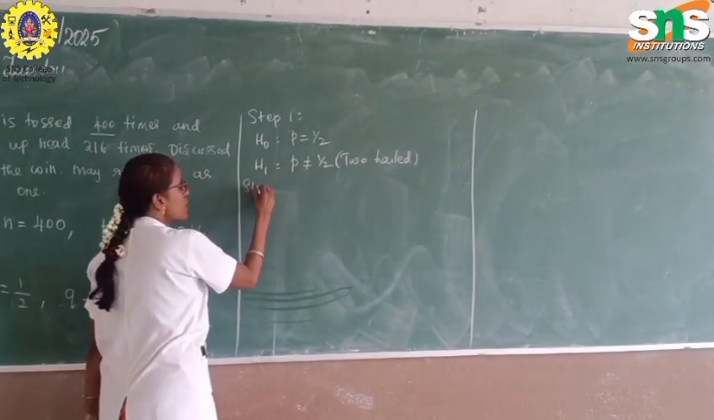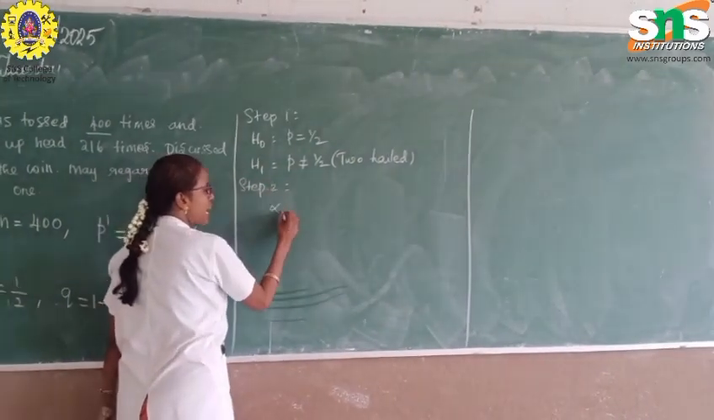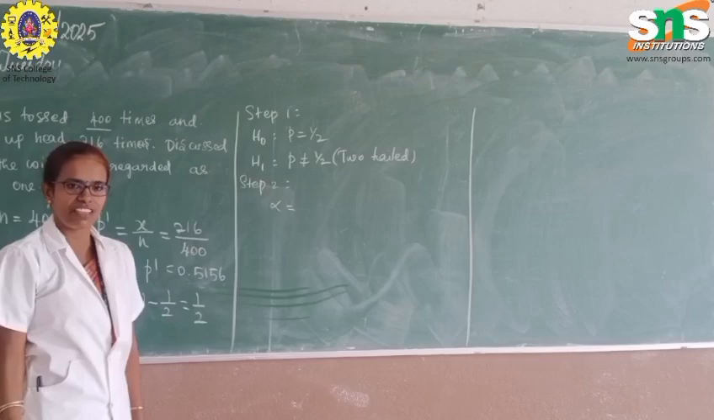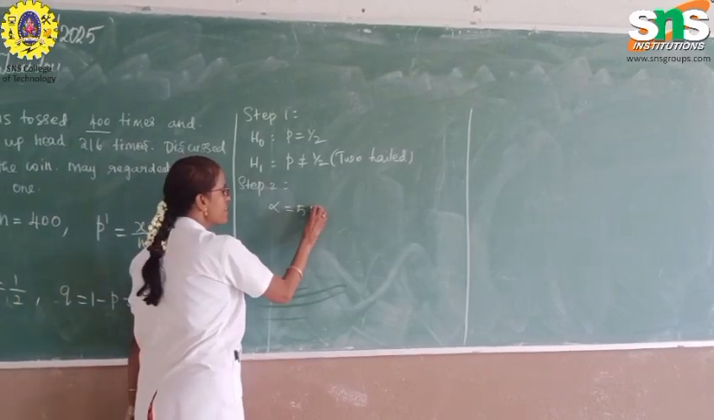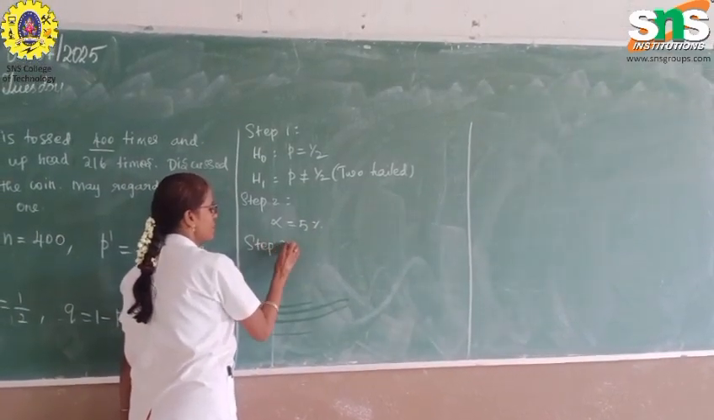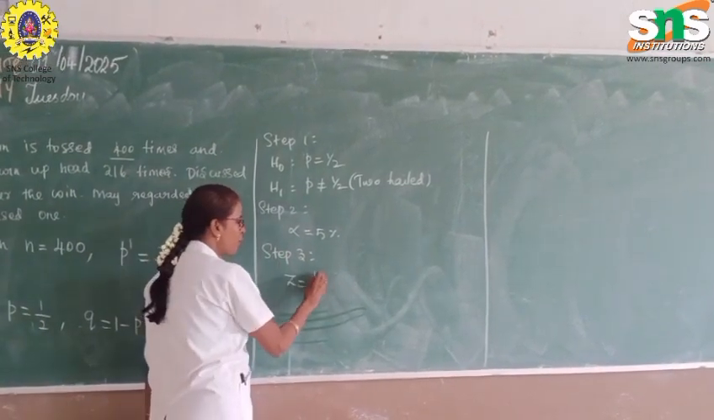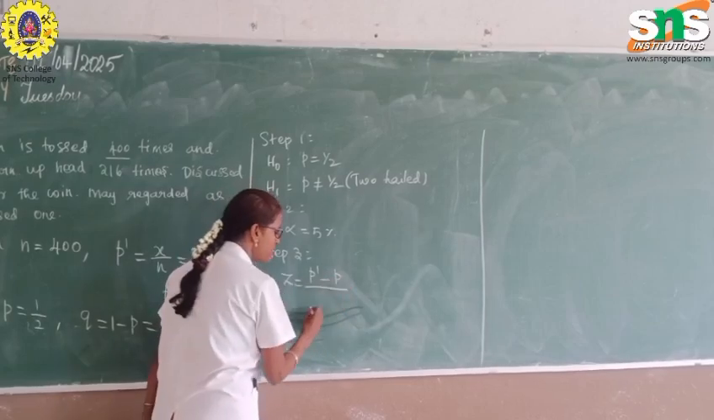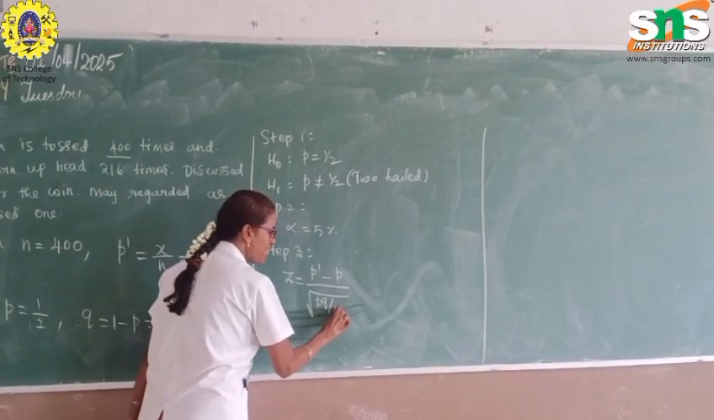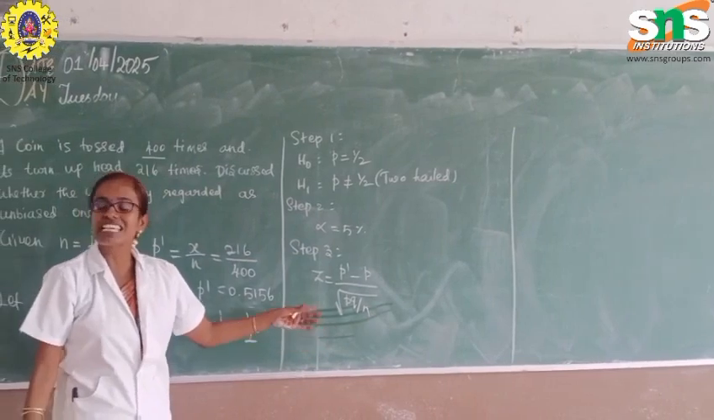The next step, step number 2, is alpha, which is nothing but the level of significance, which is 5%. Step number 3: we need to write the formula. The formula is Z equal to P dash minus P by square root of PQ by N. This is the formula for single proportion.